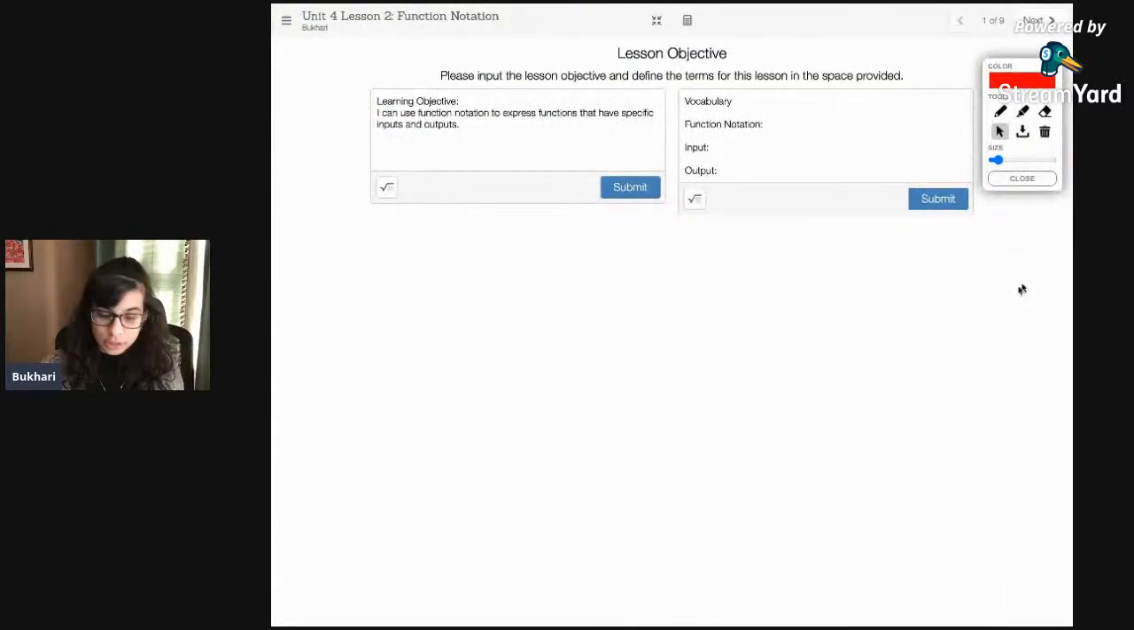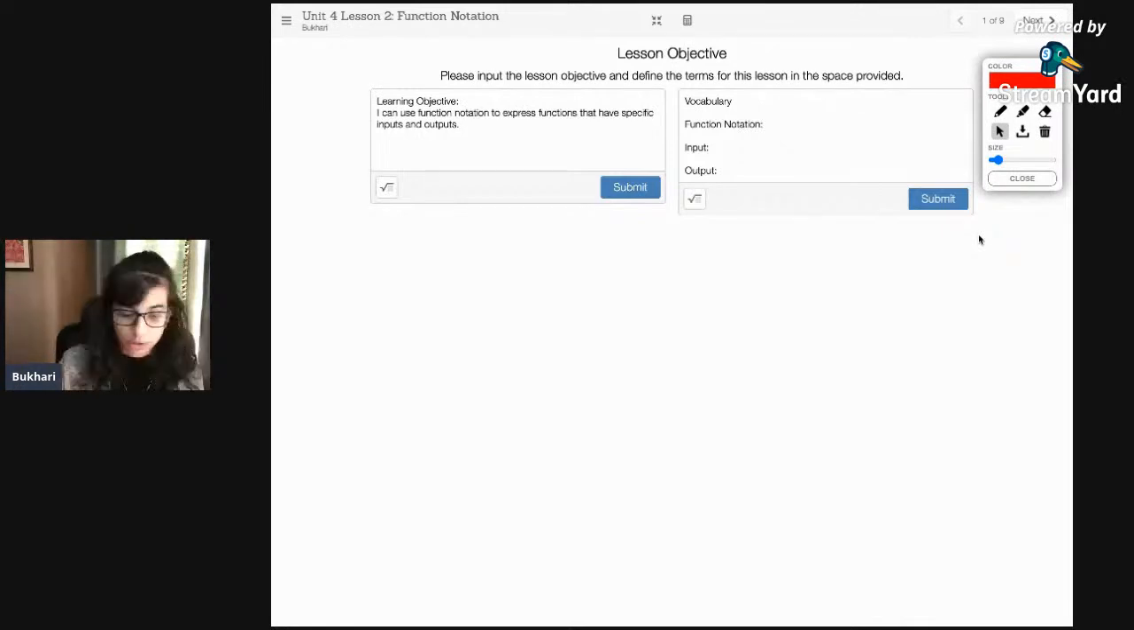Alrighty, welcome to lesson 2. Lesson 2 furthers our definition of what is a function and how to represent it. So today we're going to be using function notation to express functions that have specific inputs and outputs. And so your input literally means going in, and your output is your result.